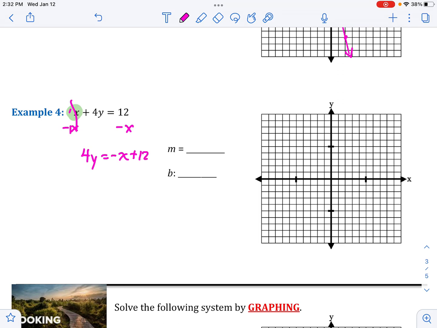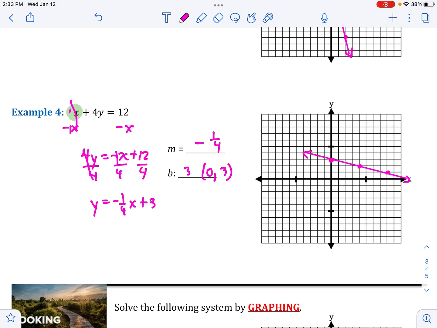Next, I'm going to divide everything by the number in front of y. And now I'm going to simplify. 4 divided by 4 becomes a 1y. There's an invisible 1 here, so this becomes a -1/4 x. And then 12 divided by 4 is 3. So that gives me a slope of -1/4, and that gives me a b value of 3, which is 0, 3. So I've got the point 0, 3. My slope is down 1 over 4, down 1 over 4. And I've got some points that I can now use to make a line.